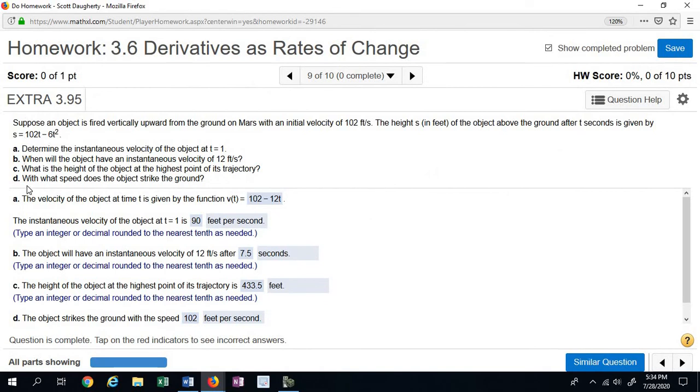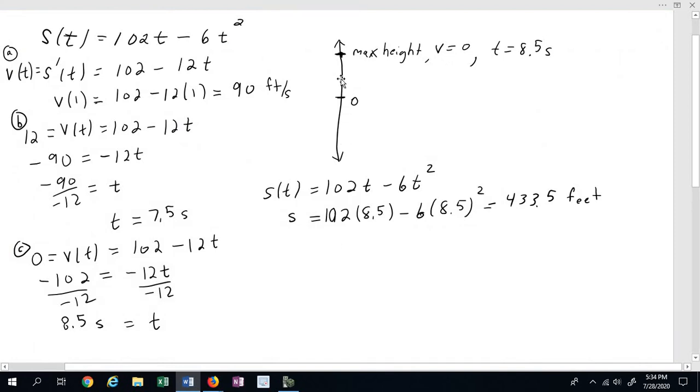And then part D: with what speed does the object strike the ground? So this object goes up, it reaches a maximum height, it stops at that point, and then it starts coming back down, and then eventually it's going to strike the ground. So if we were to hit this with a radar gun right as it's hitting the ground, how fast would it be traveling? All right, what's its speed? Okay, so that's part D.